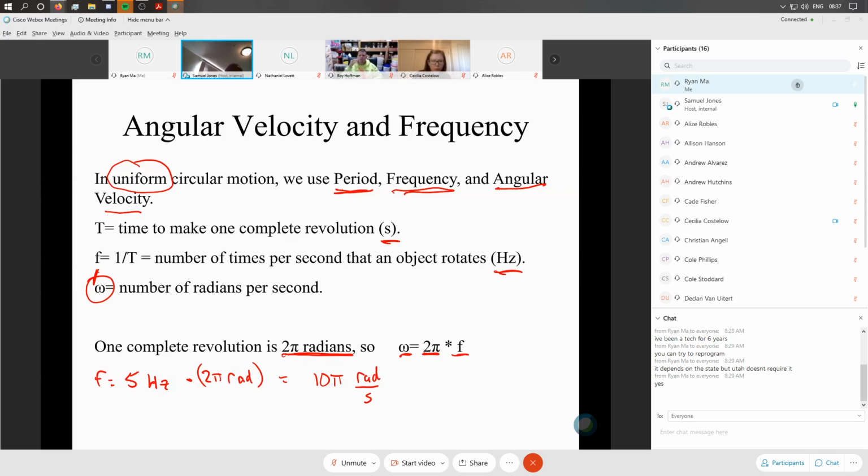There's another commonly used unit for rotation, and that is RPM. What does RPM stand for?